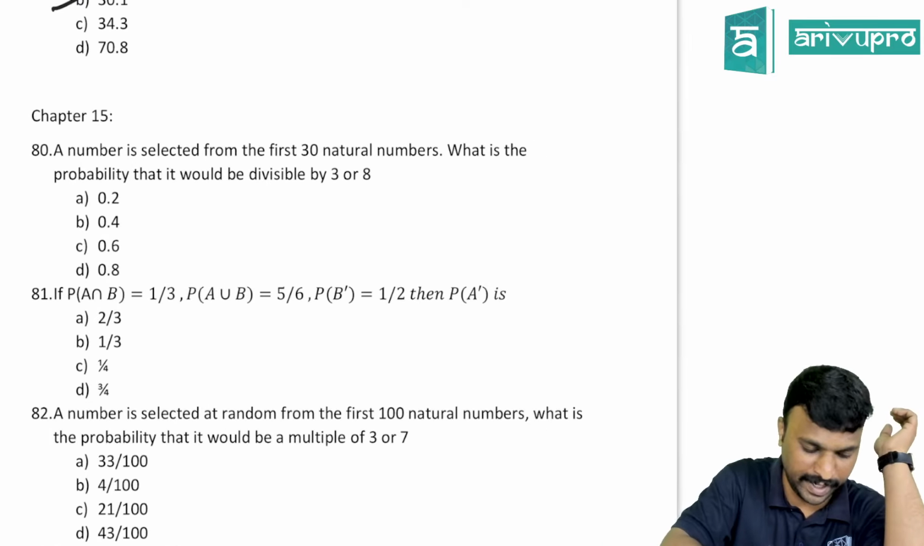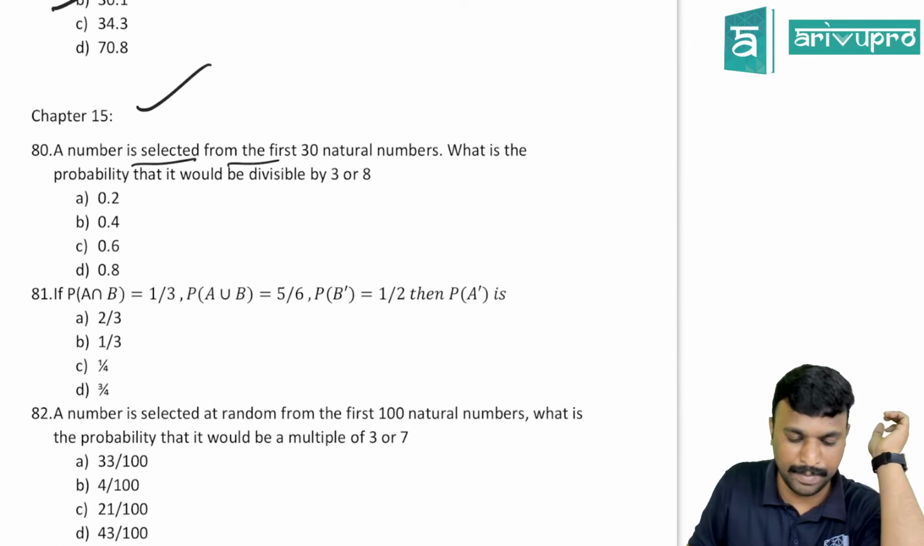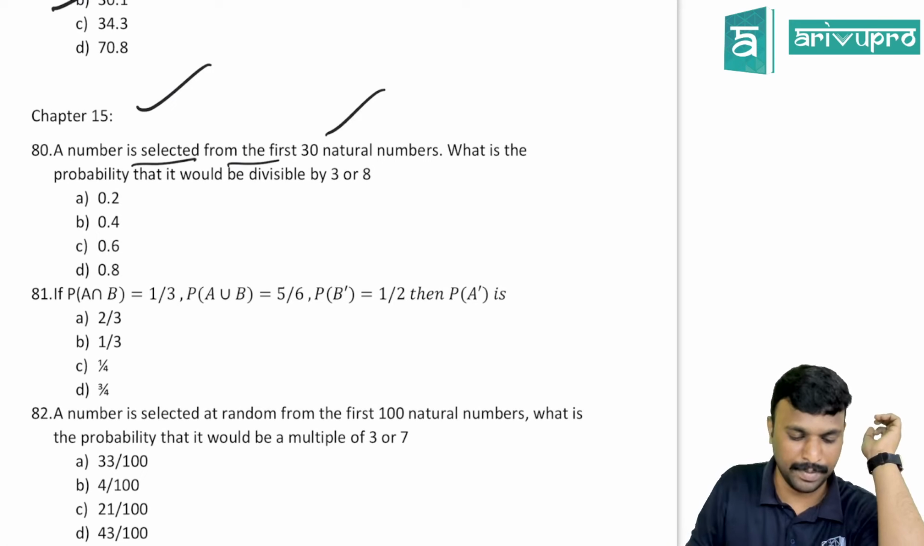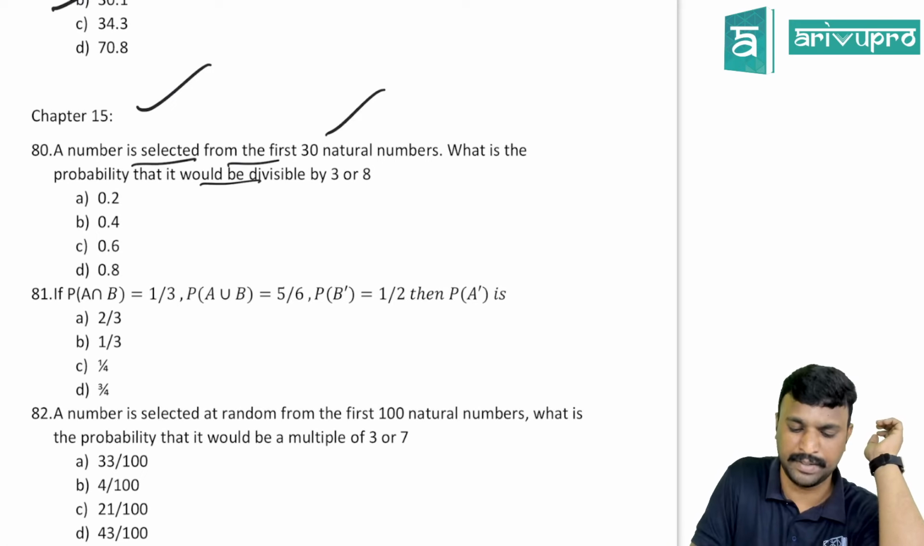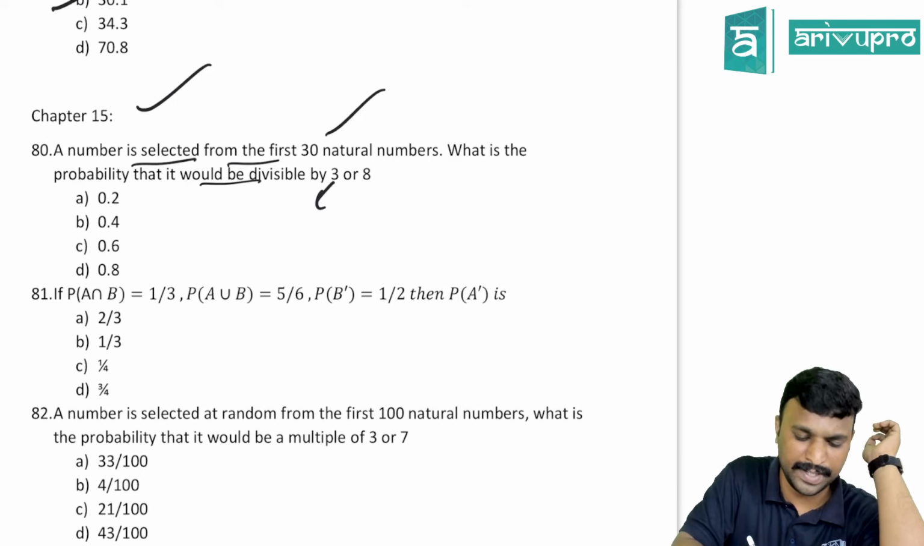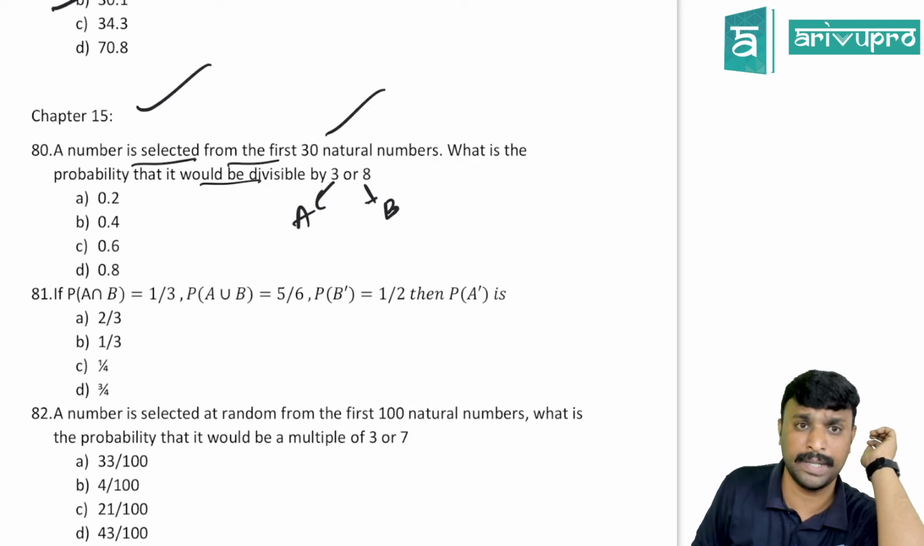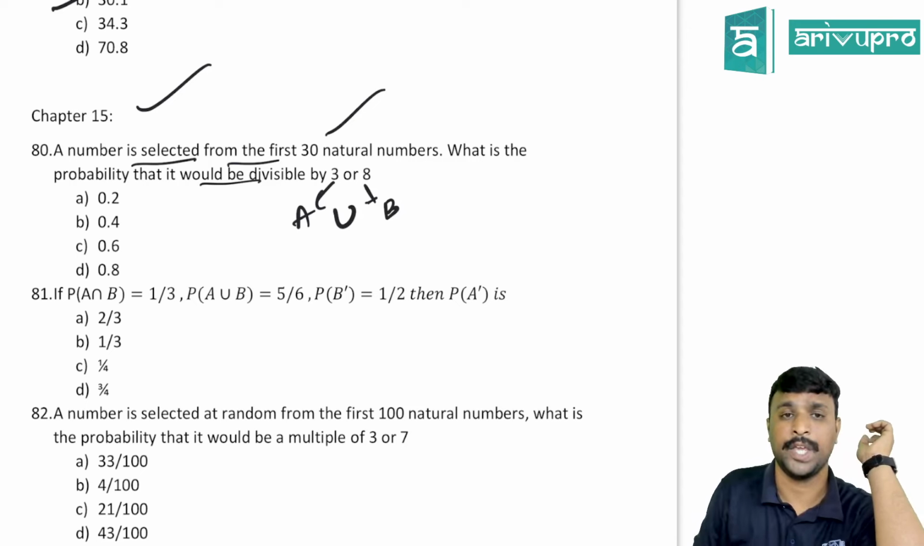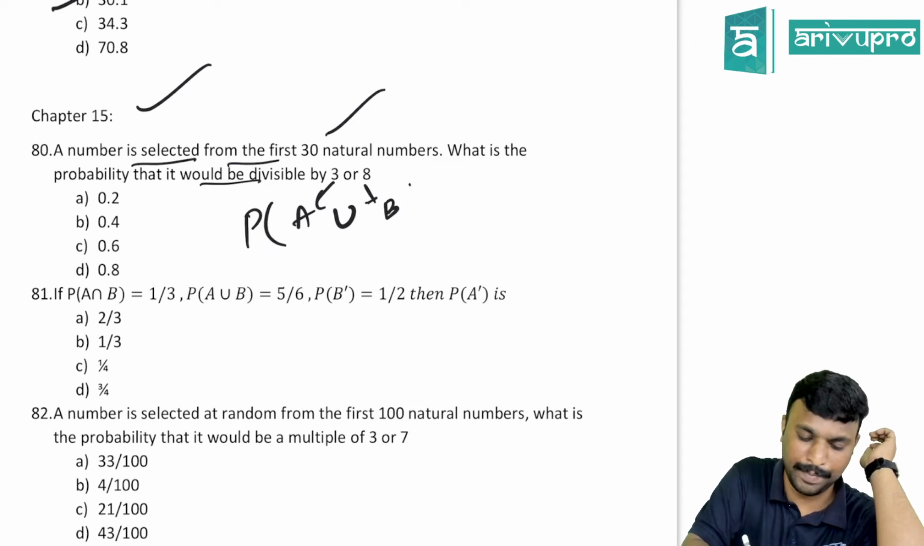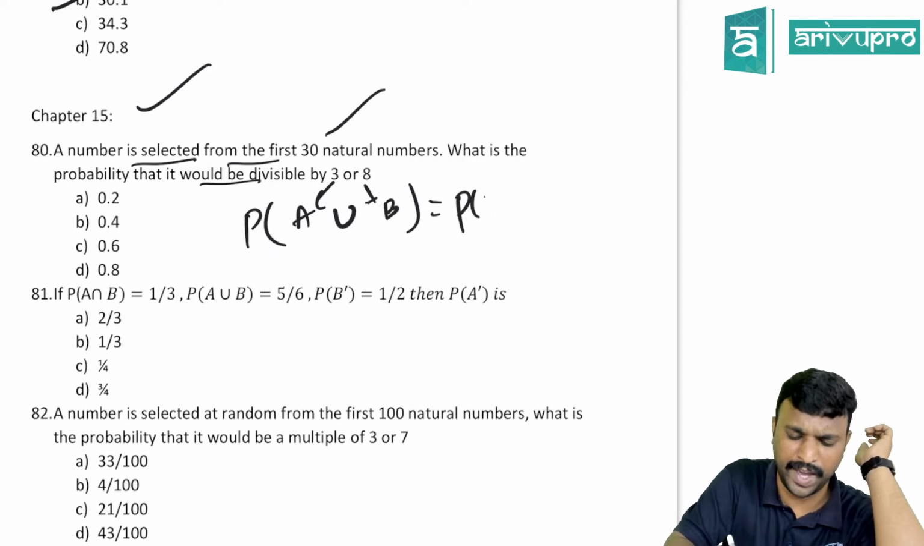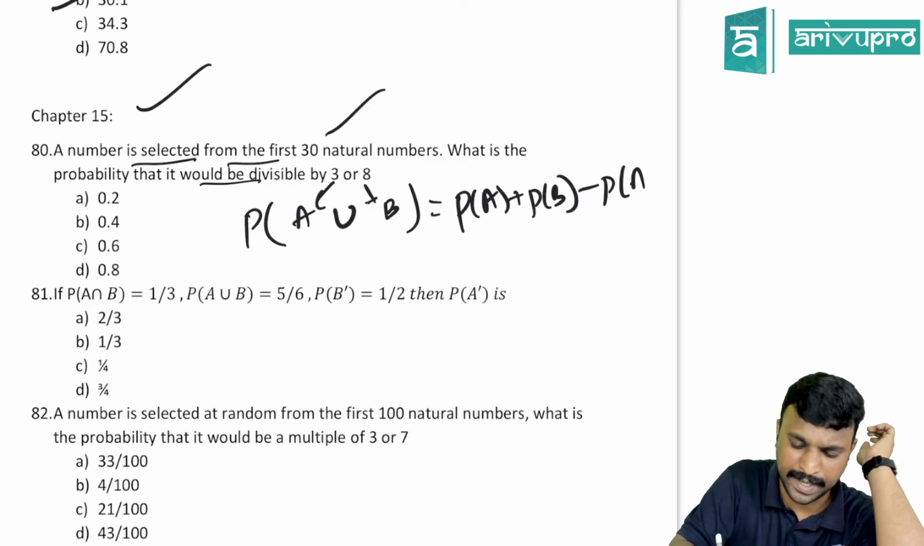Question number 15. A number is selected from the first 30 natural numbers. What is the probability that it would be divisible by 3 or 8? Guys, how many events are there? 2 events, 3 and 8. Divisible by 3 or divisible by 8. What separates this? Union. So P of A union B is what we need to find. What is P of A union B? P of A plus P of B minus P of A intersection B.